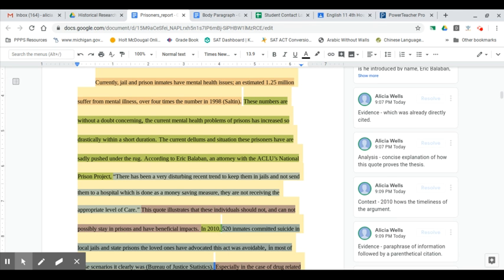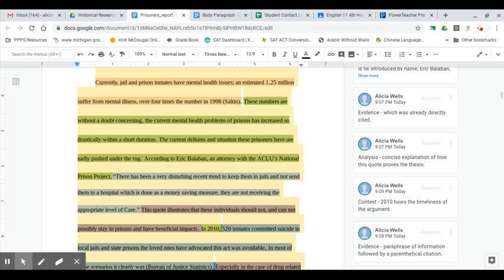Then we start to move into context, to our first piece of evidence, in the green. "These numbers are without a doubt concerning. The current mental health problems of prisoners has increased so drastically within a short duration. The current dilemmas and situation these prisoners have are sadly pushed under the rug."